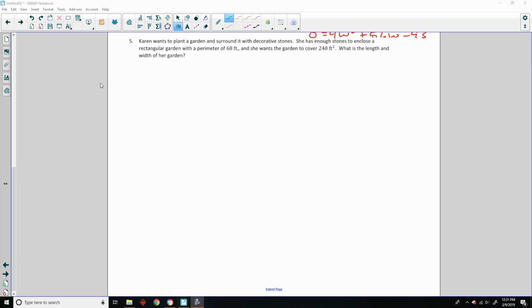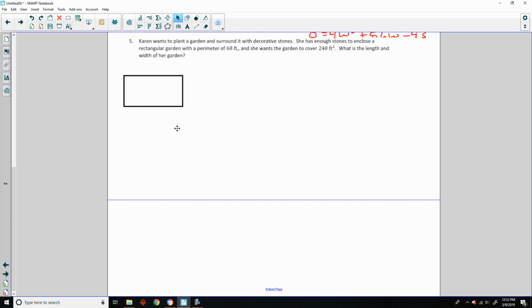Okay, number 5. Karen wants to plant a garden surrounded with decorative stone. She has enough stones to enclose a rectangular garden. There's our rectangular garden, with a perimeter of 68 feet. And she wants the garden to cover 240 square feet. That's area. What is the length and width of her garden?